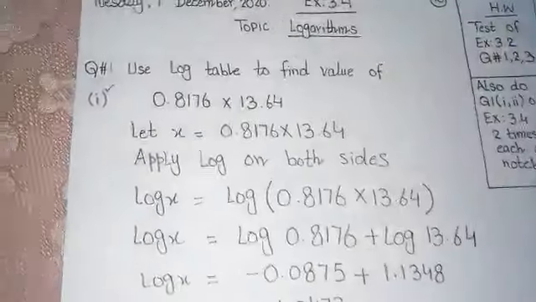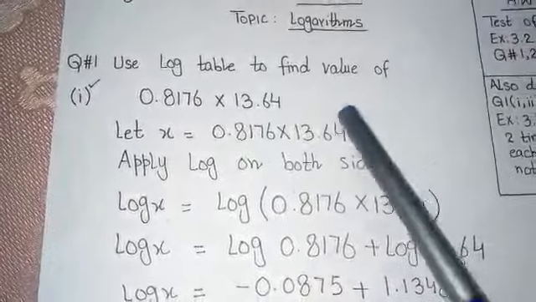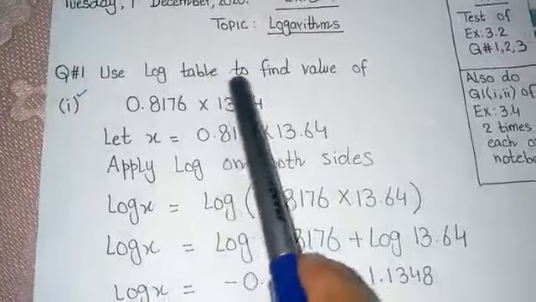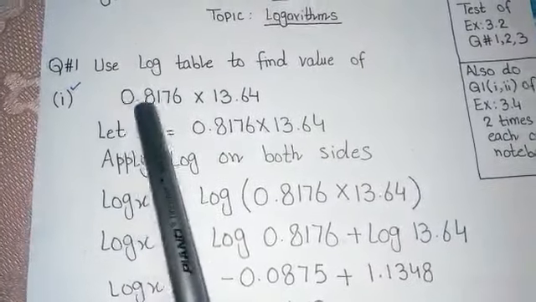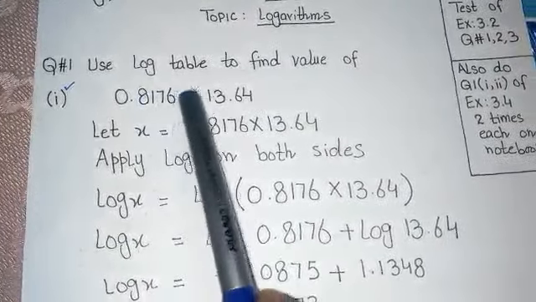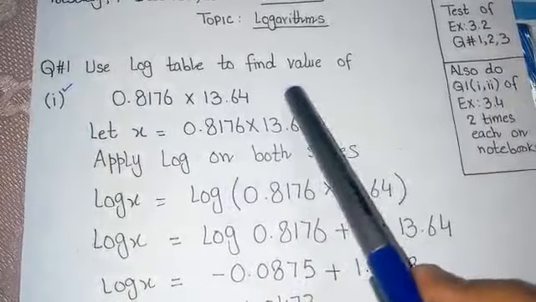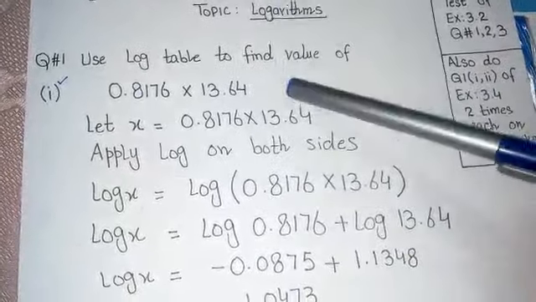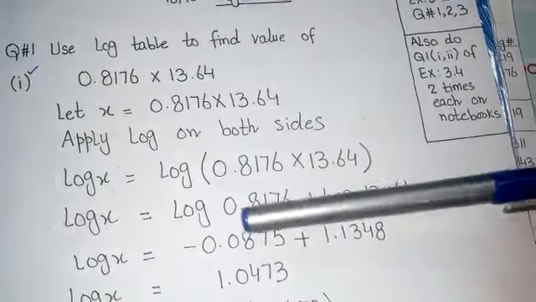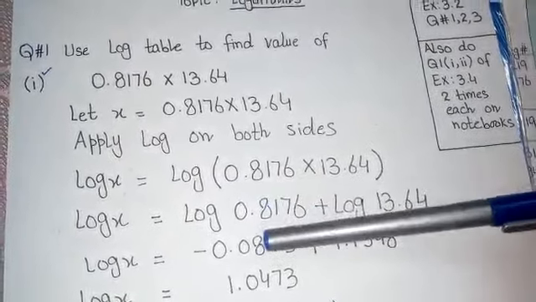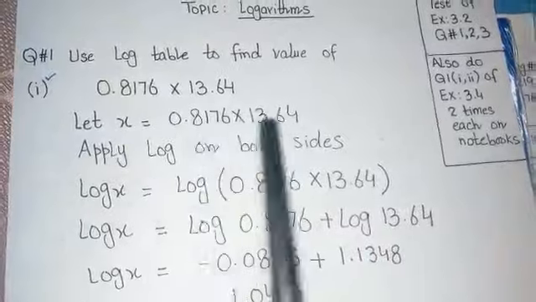Here we have the solution of first part. Question is use log table to find the value of. Clear? First part is 0.8176 into 13.64. Certain steps are common in every question. If you follow these steps, question will be easier for you. So let's see the question step by step.